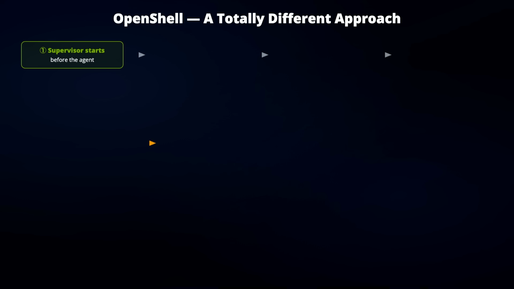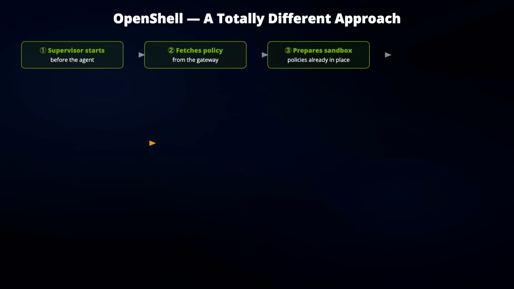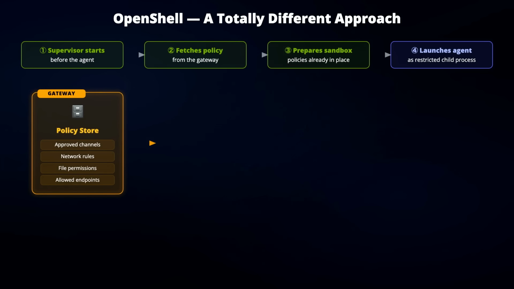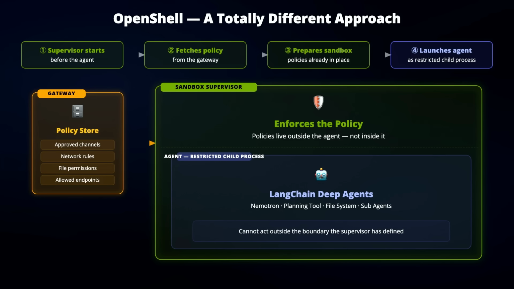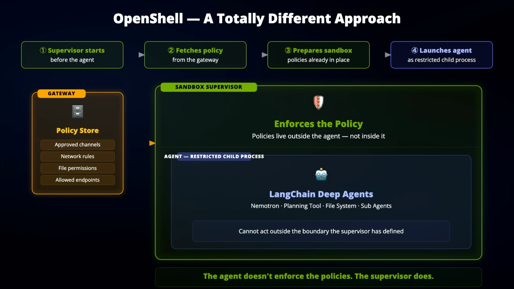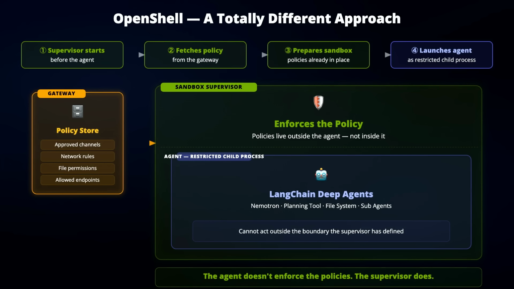OpenShell takes a totally different approach. The policies don't live inside the agent at all. They live outside the agent process, enforced by a component called the supervisor. The supervisor starts before the agent does. It prepares the sandbox, it fetches the policy from the gateway, and then it launches the agent as a restricted child process with the policies already in place.